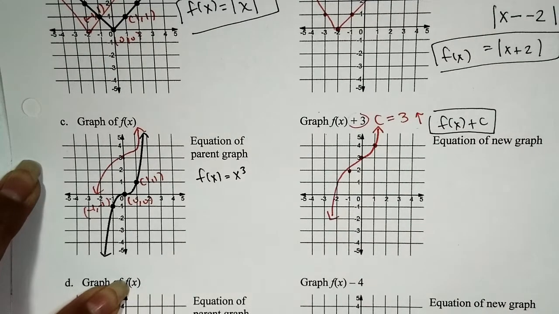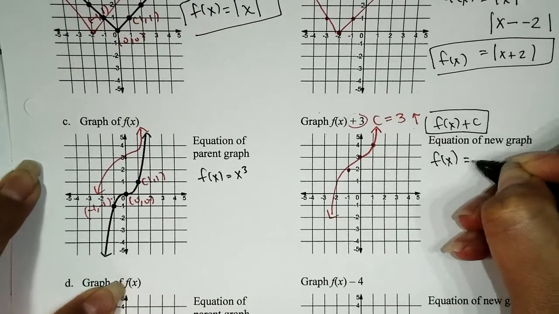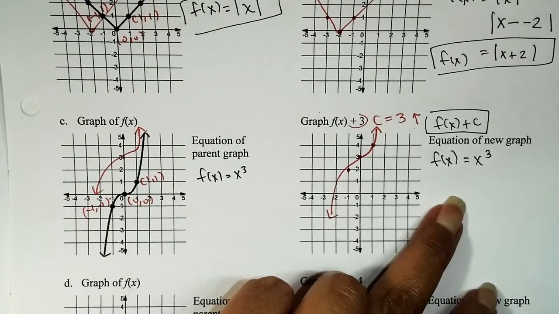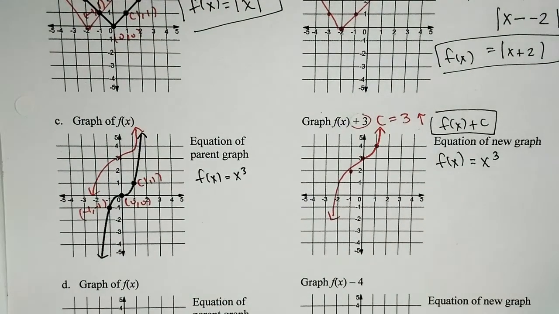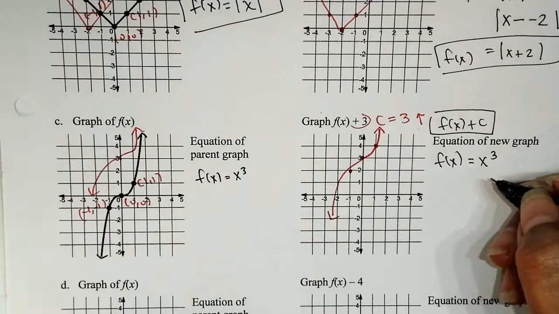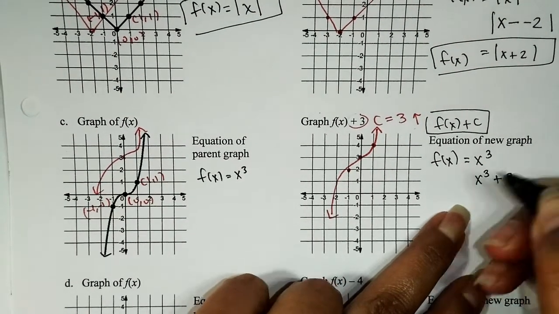Okay, so the equation of this, the one that we graphed. In function notation, it is given by f of x equals x cubed. And what did we do to this function? We shifted vertically by 3 units. So we added 3 to the function value. We're going to take our function and then add 3 to it.